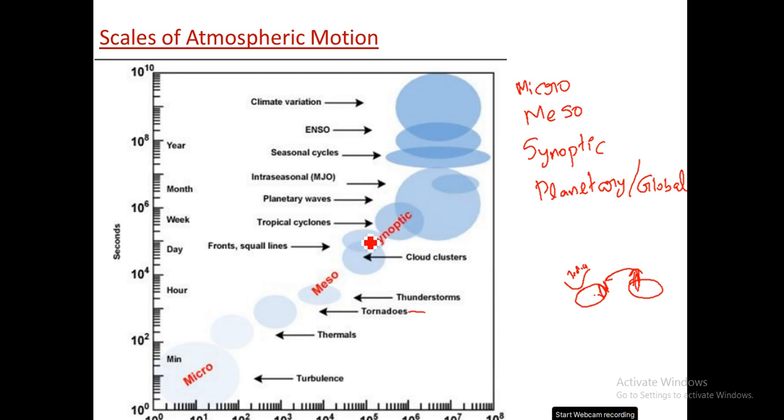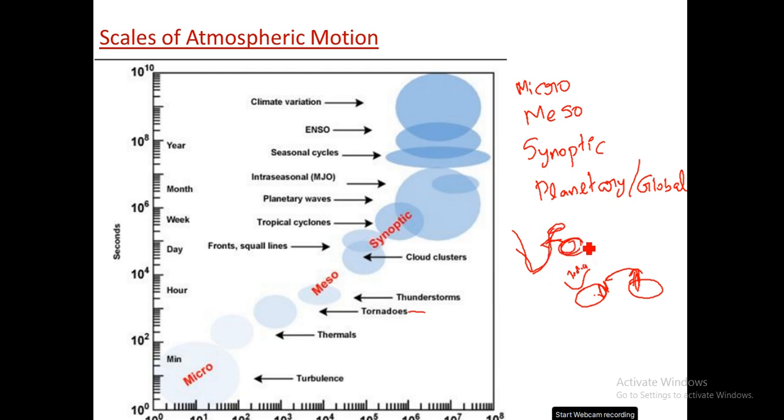The examples of synoptic scale systems are tropical cyclones. Most of you will be familiar with this, as most of us keep hearing about cyclones. So tropical cyclone is a synoptic scale phenomenon. When we are talking about a cyclone, if there is a cyclone in the Arabian Sea, it will affect the Indian region, right? It is not affecting globally, but it will affect the nearby regions.